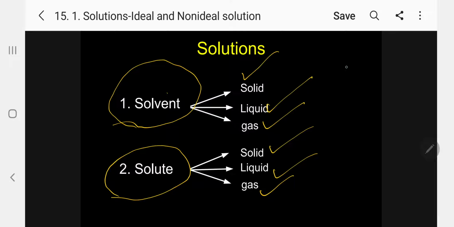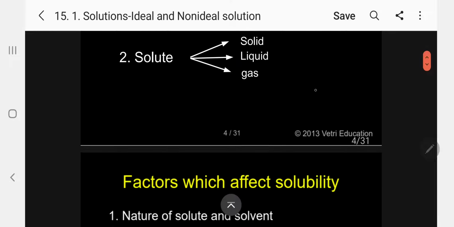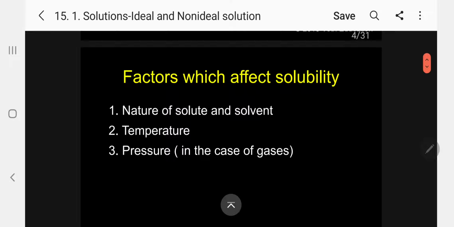Solvent is normally subscribed by 1, and solute will be subscribed by 2, by convention in chemistry. So let me proceed. Here, what are the factors which affect solubility? I told you the solute may be any one of the 3 states. So what are the factors which affect the solubility?